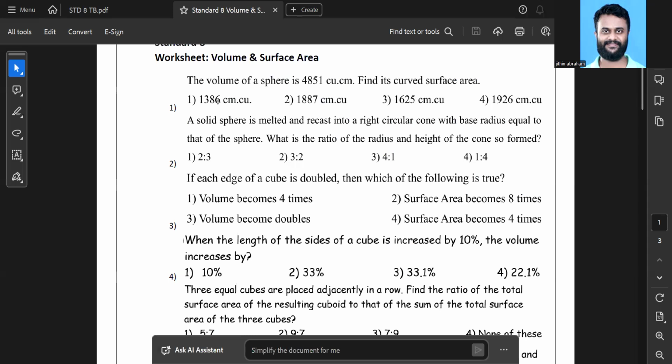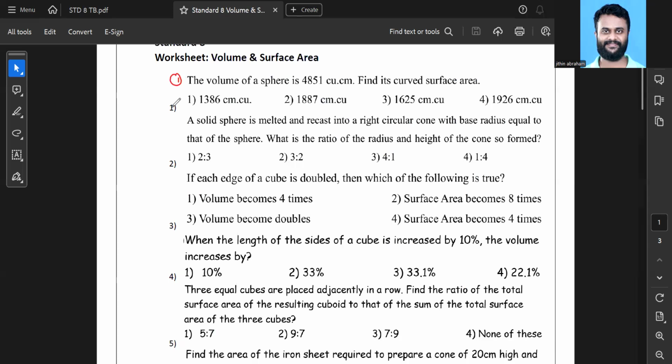Let's go to the first question. The volume of a sphere is so and so cubic centimeter. Find the curved surface area. First of all, this unit is wrong. This is probably a printing error. It is not centimeter cube, it should be centimeter square, everywhere. Cube comes only for volume, not for the area. I believe it's clear. Yes, sir.